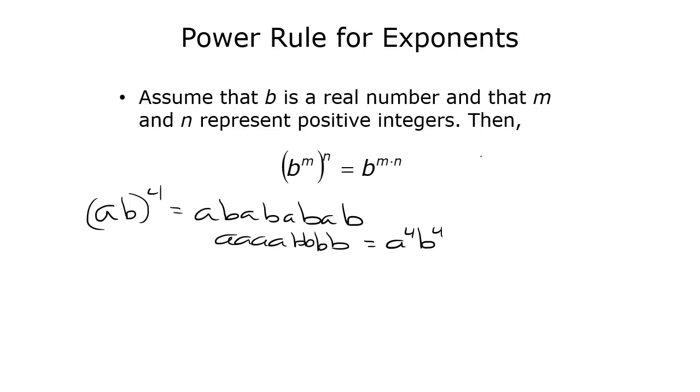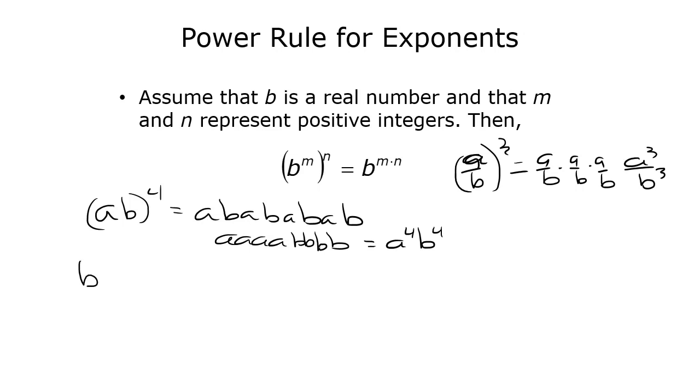With the quotient, it's a lot easier, right? A over B, let's say, cubed is just A over B times A over B times A over B. And we know that when we multiply fractions, we just multiply across the top and across the bottom. So that just gives us A cubed over B cubed. So it's pretty easy to see those two rules.